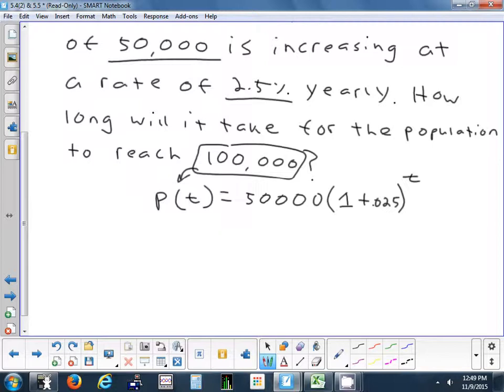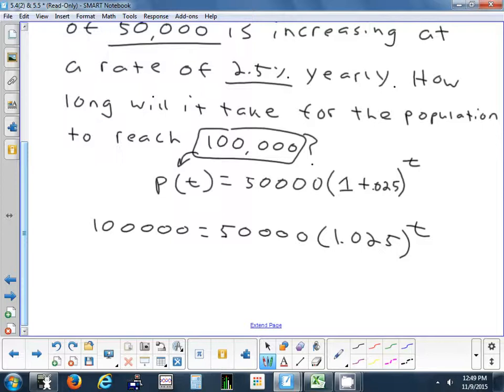Okay, so first thing I'm going to do is replace p of t with 100,000. So 100,000 equals 50,000 times 1.025 to the t. All right, our goal is to get t by itself. But does anybody see one thing we could do to at least move to the other side? Yeah. Subtract 50,000. Or is that divide by 50? That's divide because this is multiply. Right, so divide by 50,000. So divide each side by 50,000.